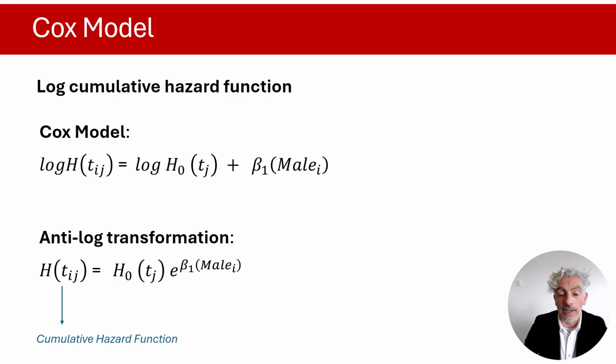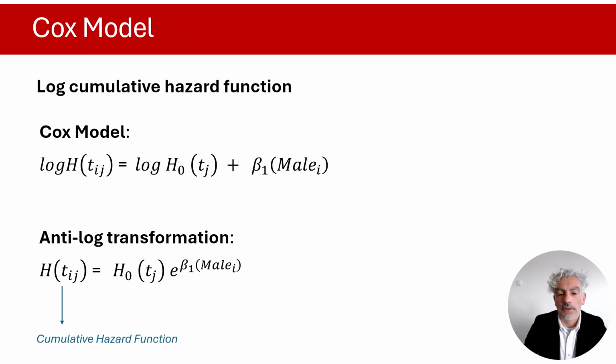And we can see that the cumulative hazard function estimated by the Cox model is equal to the baseline hazard function, so capital H0 for interval Tj, multiplied by the Euler number exponentiated by the coefficient that we had estimated for males.